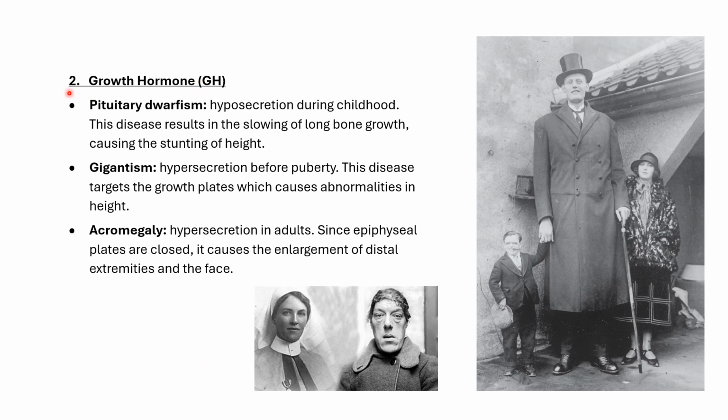The second hormone in your manual is the growth hormone. It is an anterior pituitary hormone. And this growth hormone, it is very important that it be present in children. If there is hyposecretion during childhood, it leads to a condition known as pituitary dwarfism.